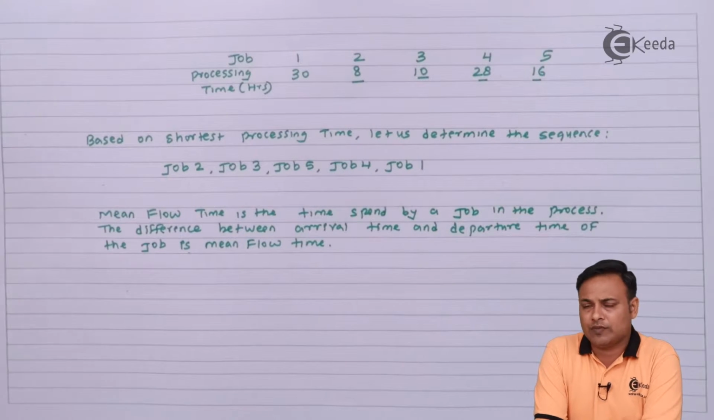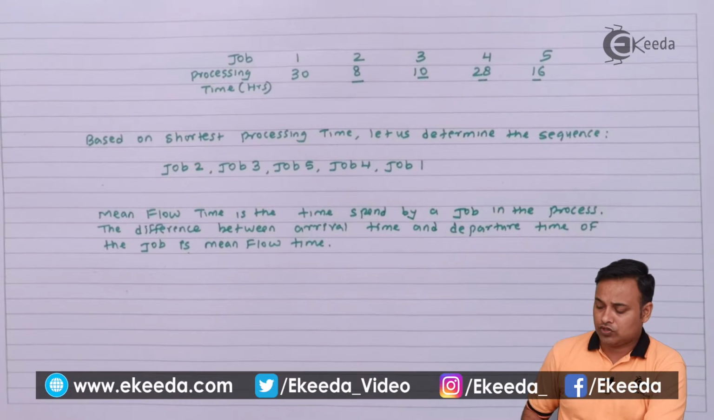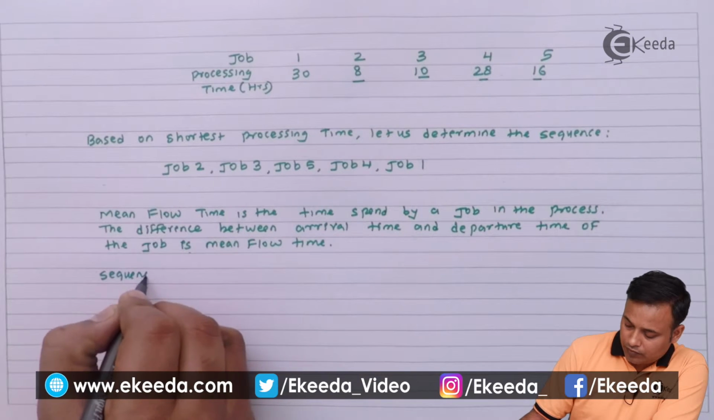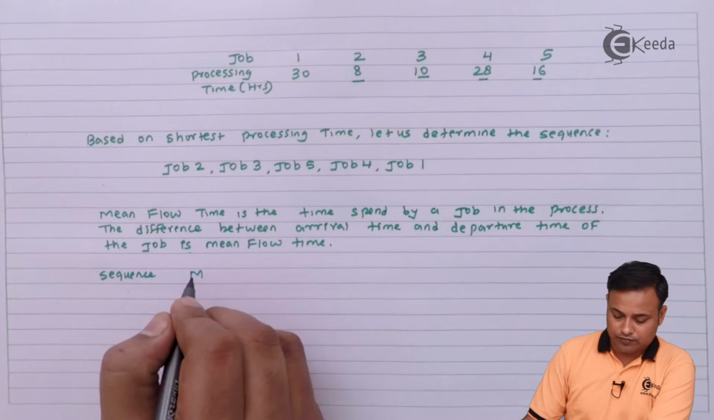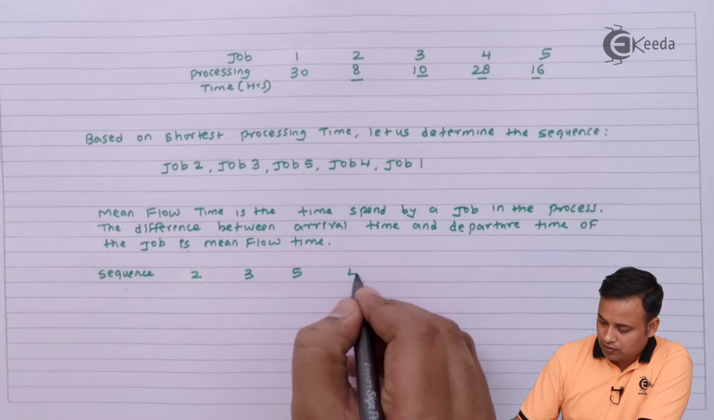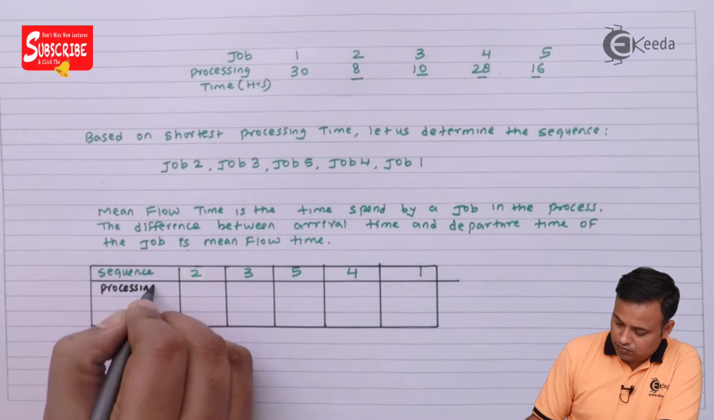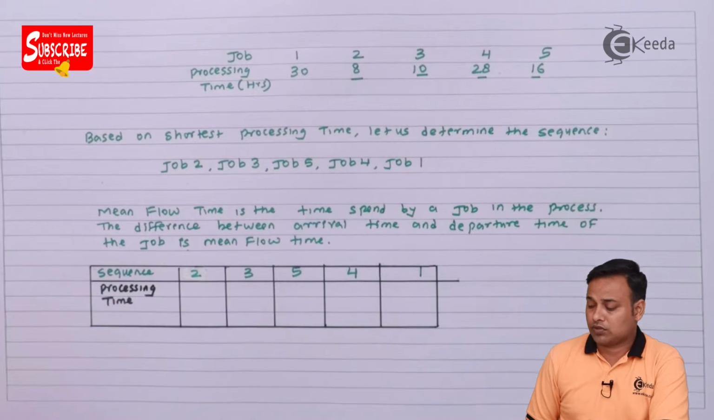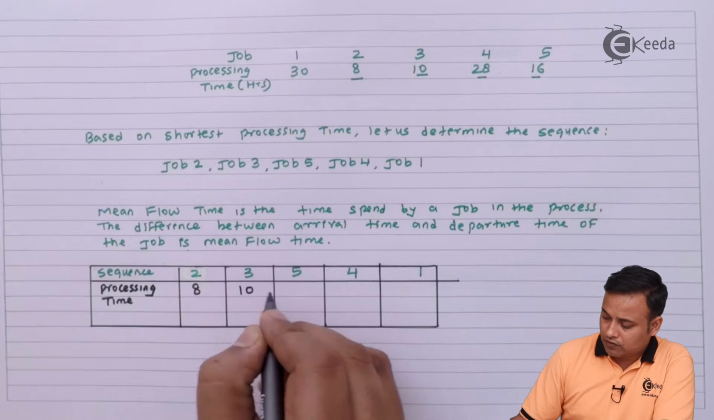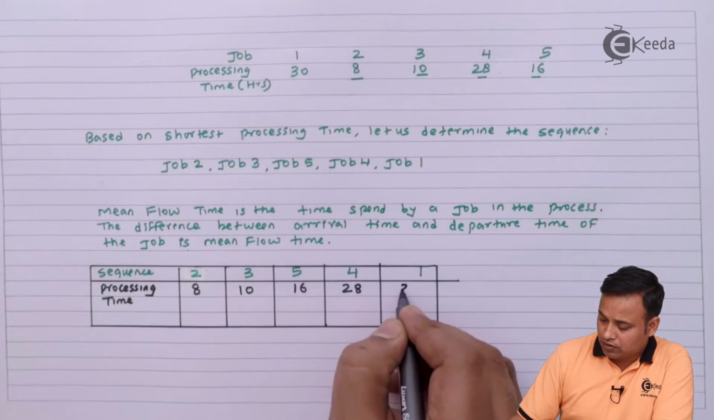Now, how to calculate this mean flow time? We'll first calculate the cumulative time of each job. So our sequence is decided, job 2, job 3, job 5, job 4 and job 1. We'll note down the processing time for job 2 is 8 hours, for job 3 it is 10 hours, for job 5 it is 16, job 4 28 and job 1 30.